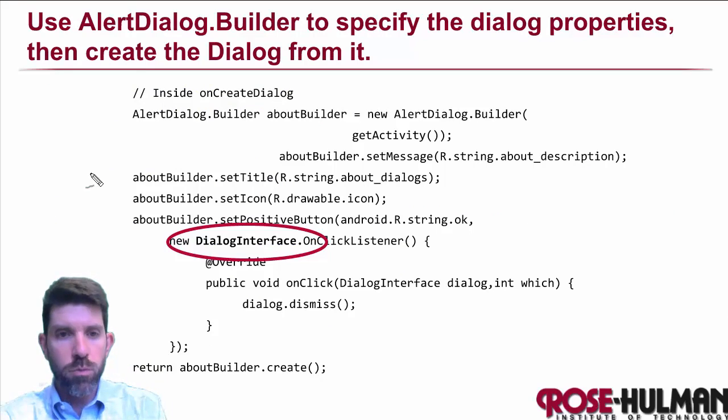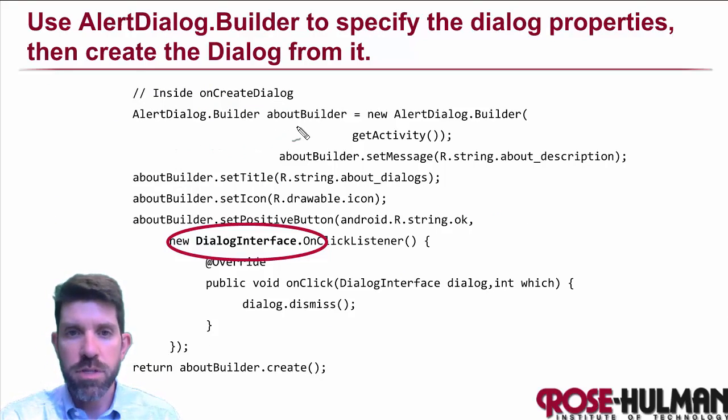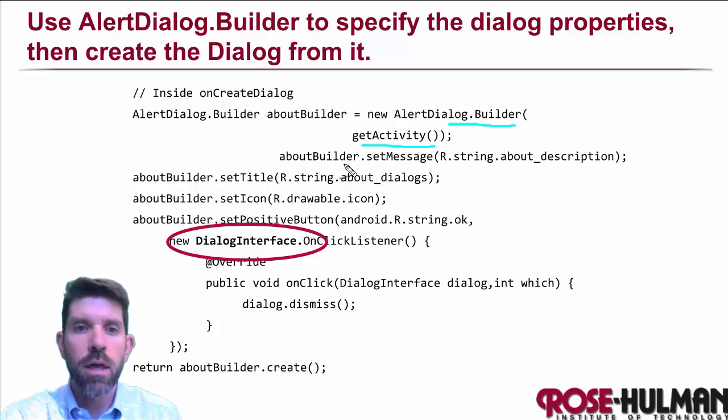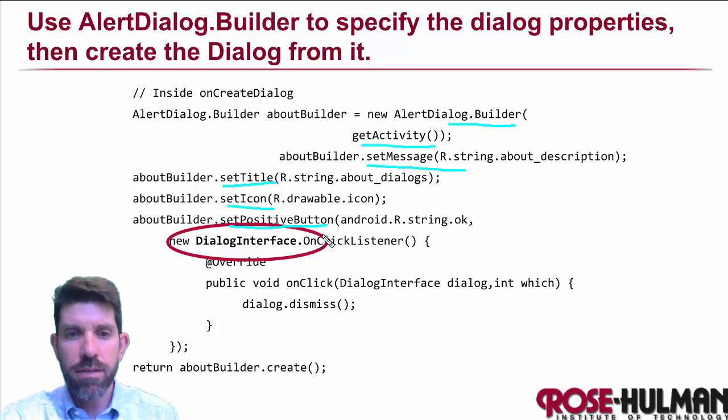All right. We see right here, just catching up the slides, what we did. We created a builder with the activity as the context. Again, you could have used the outer class.this, and it would have worked just fine. We're going to set the message, the title, the icon, and the positive button. And the key thing here is that we need to know to use a DialogInterface.OnClickListener. Nothing magical here. We create it, and life goes on.